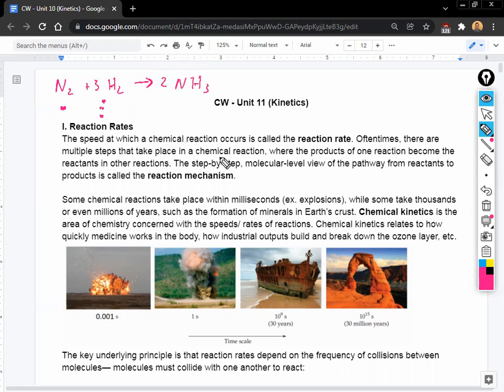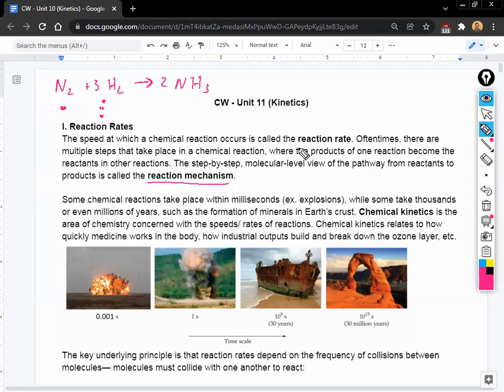And so that's what we'll be looking at. So that whole process is called the reaction mechanism. And the reaction mechanism is the step-by-step molecular level view of the pathway from reactants to product. So how do we get from the reactants to the products? That's what the pathway is called.